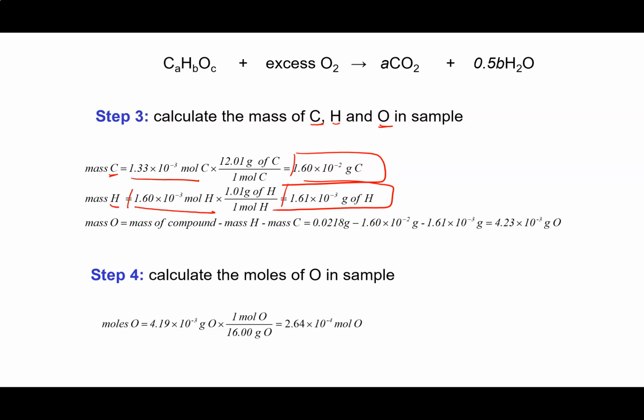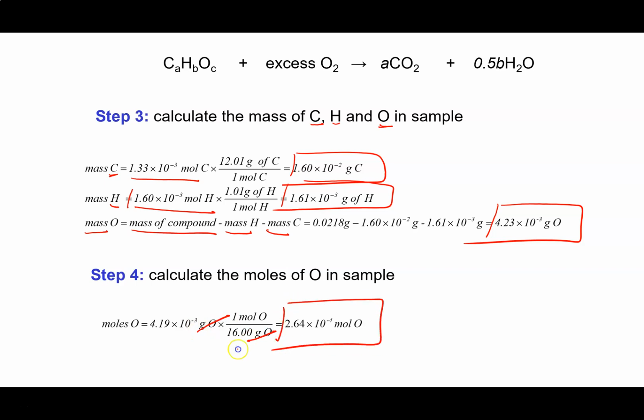What I'm going to do now to get the mass of oxygen is take the total mass of the compound and subtract away everything that's not oxygen. So when I do that, I get my grams of oxygen that are in my sample. And sure enough, I can turn that into the moles of oxygen in my sample by multiplying by 1 over the molar mass of oxygen. So I do that and I get my moles of oxygen. All right, so now I have everything.